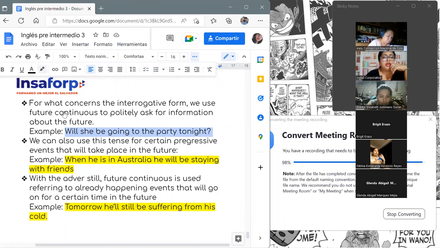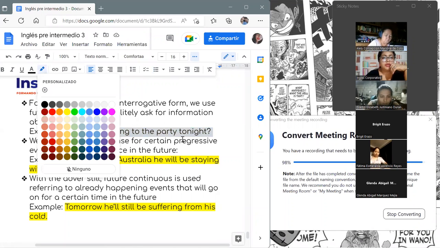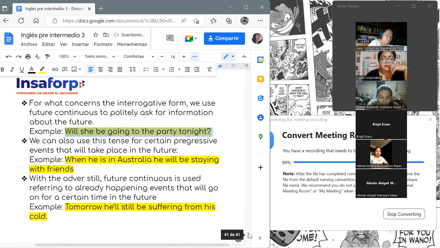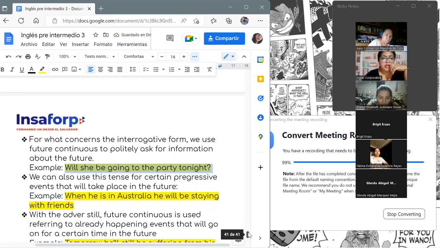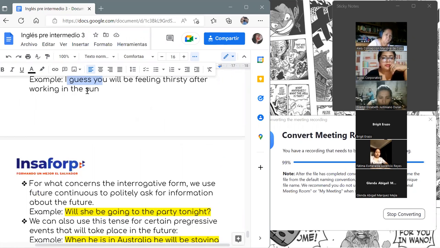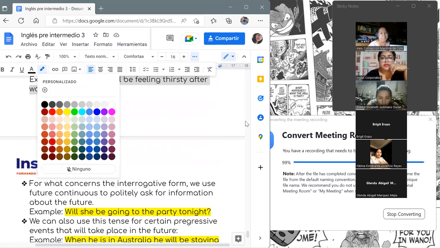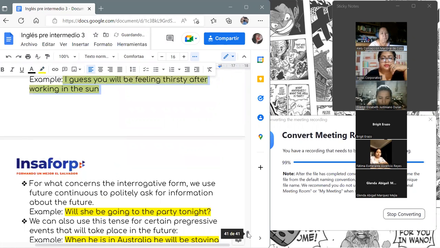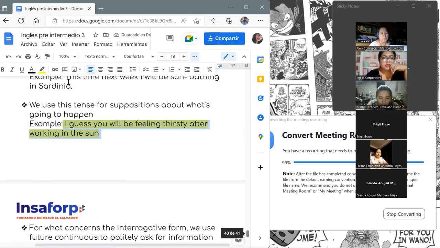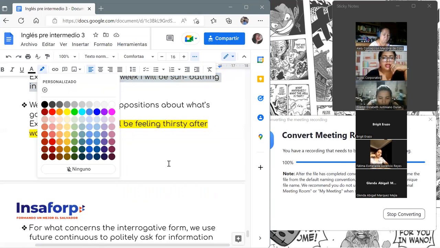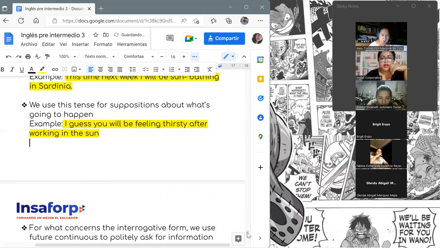So remember that we are using a specific structure for this kind of sentence. We have 3, then we have here number 4. And then we need number 5. This one. So there you can find the examples marked on the document.